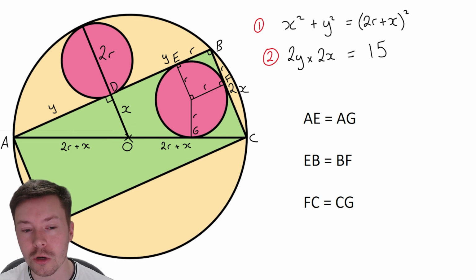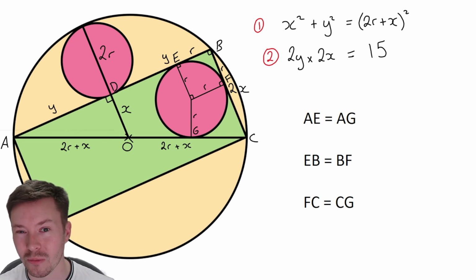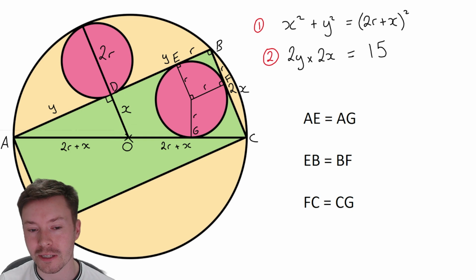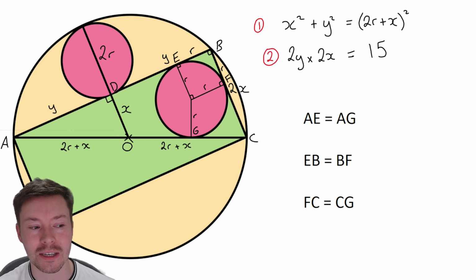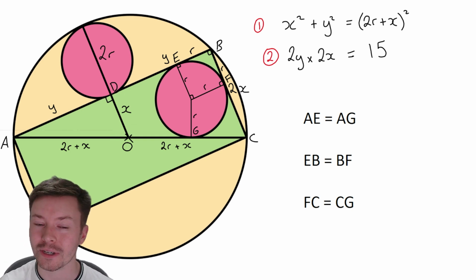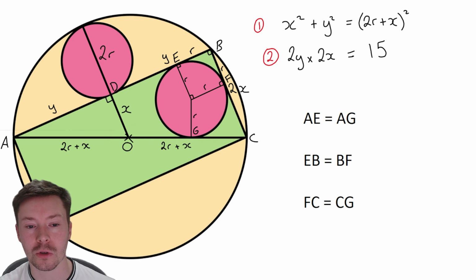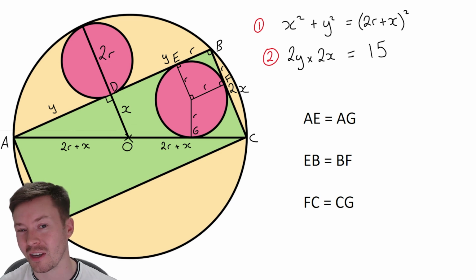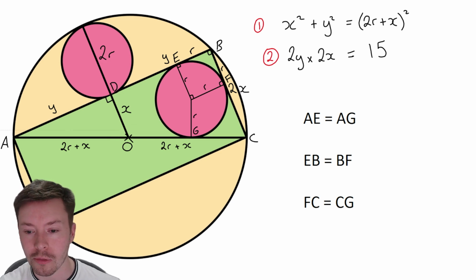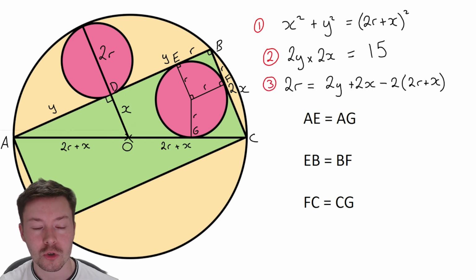Now that logic works for all three of these kites. Well, one of them's a square, but it would also work for F to C equal to G to C, and like we've already said, E to B must be equal to B to F because it's a square. What that means is it gives us our third equation.